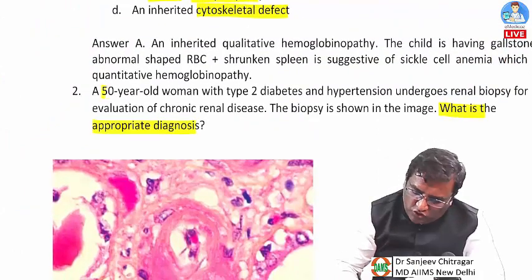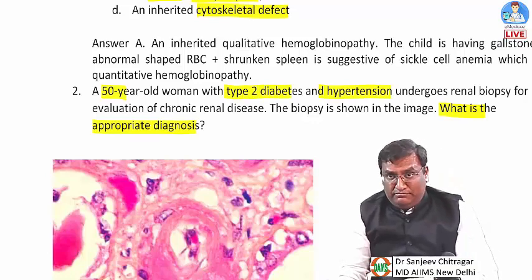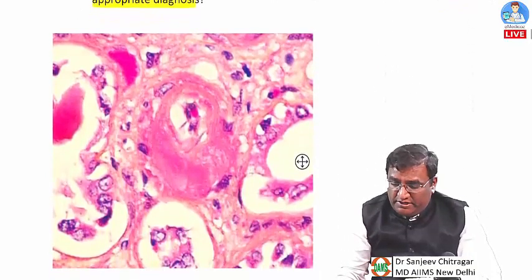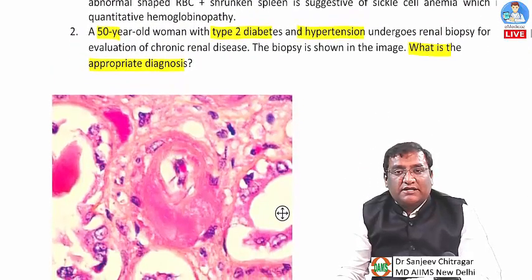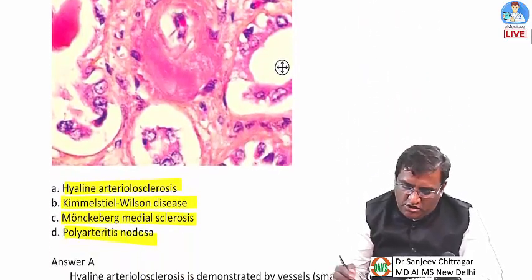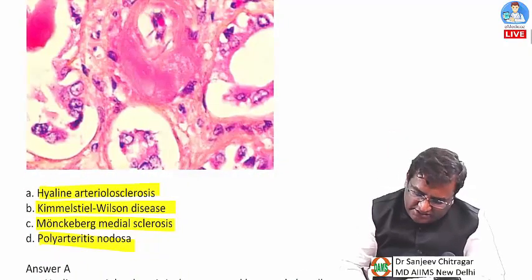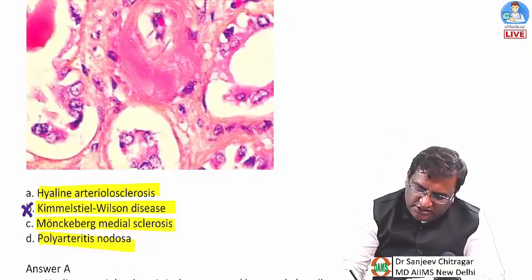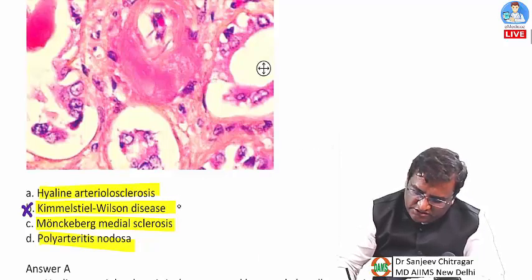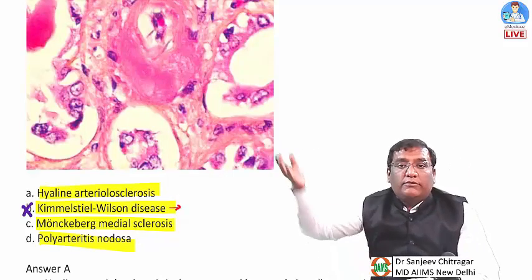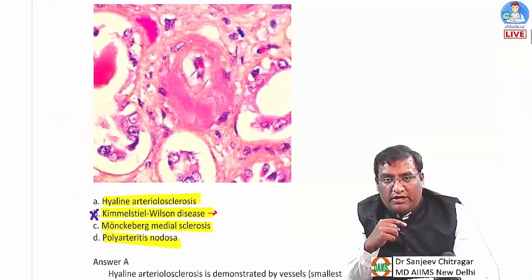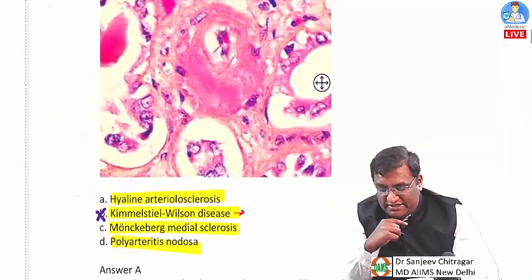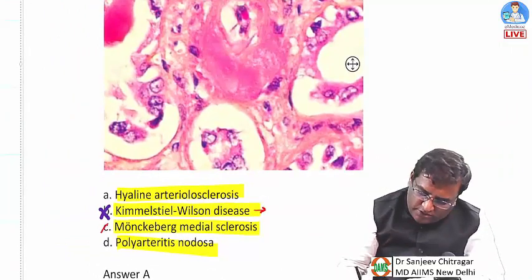Question: a 50-year-old woman with type 2 diabetes and hypertension. She is having both hypertension and type 2 diabetes, and this is the renal biopsy for a chronic renal disease. First thing, it is not Kimmelstiel-Wilson lesion. Why? Because a Kimmelstiel-Wilson lesion happens in the glomeruli. I don't see glomeruli here at all. So Kimmelstiel-Wilson would have been in a glomerular disease.